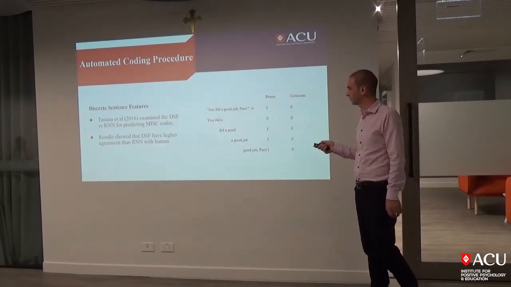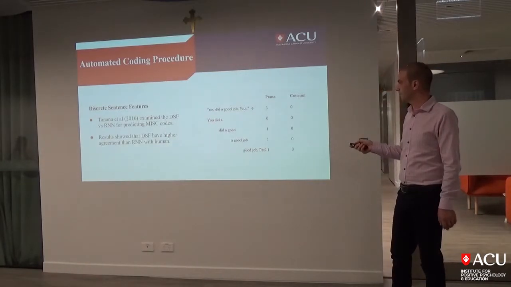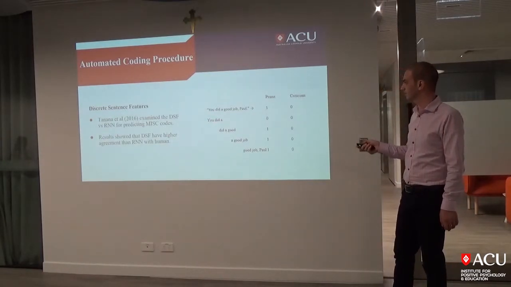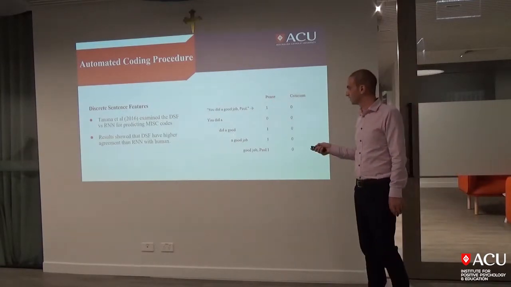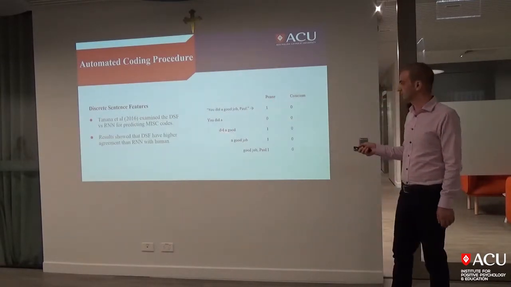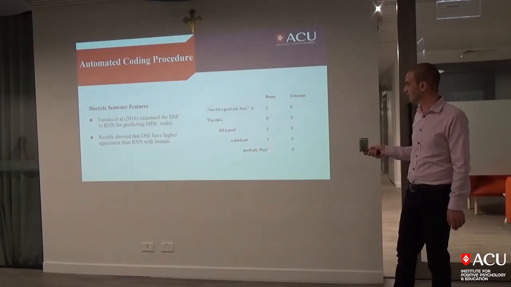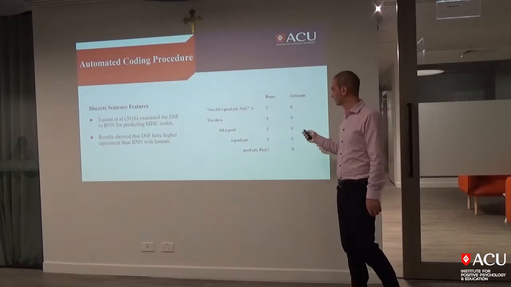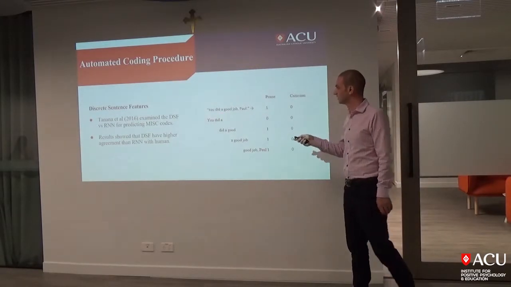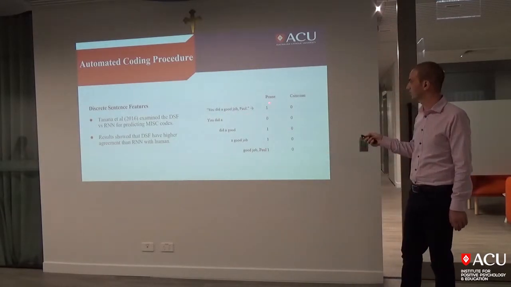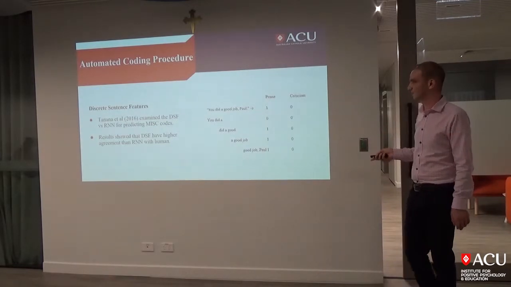For example here, it couldn't find any aspect related to praise or criticism, but here it determines that "did a good" is related to praise, and here as well. And in the overall result, it decides that this sentence is related to this category rather than criticism.